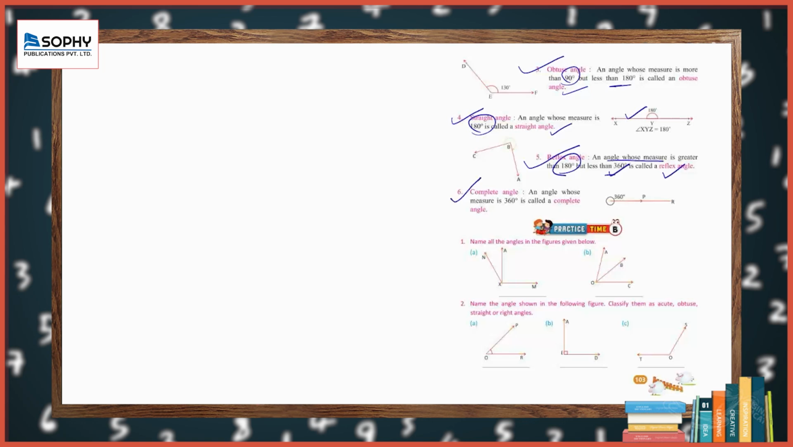Now next is our complete angle. This is our complete angle, students. An angle whose measure is 360 degrees is called a complete angle. Now let's start with practice time B, students. In the first one, we have to name all the angles in the figures given below. So in the first one, what will be the angle, students? Very good. Angle NXA, and the second one is very good, students, that is angle AXM. Now next, we have to name the angles shown in the following figure. Classify them as acute, obtuse, straight or right. So the first one is very good, students, that is an acute angle.